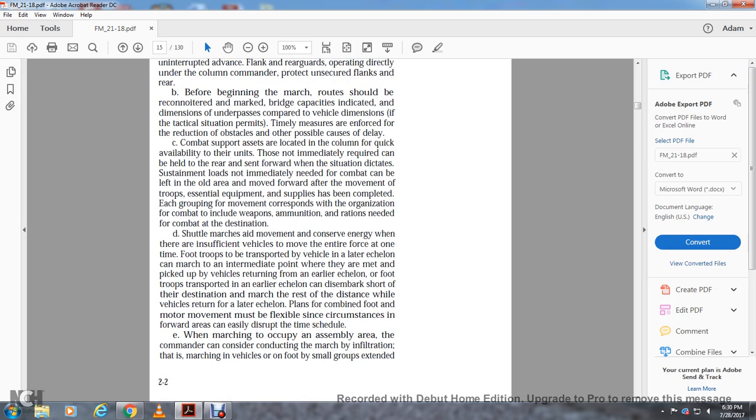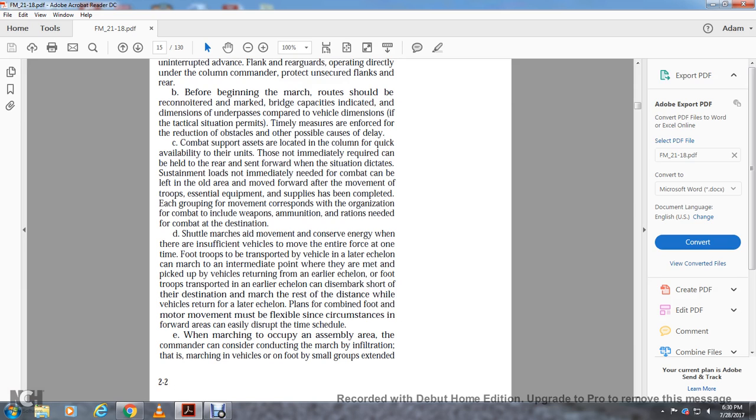Situational loads and items not immediately needed for the combat can be left in the old area and moved forward after the movement of the troops. Essential equipment is supplied with them. Each group in the movement corresponds with the organization for combat, including weapons, ammunition, and rations needed for the combat and at the destination.